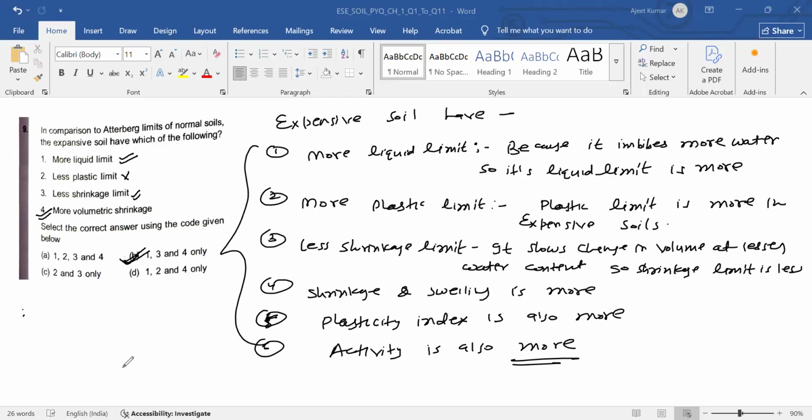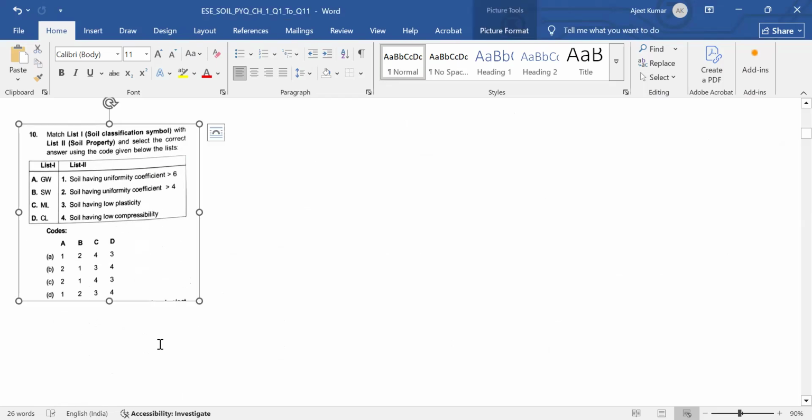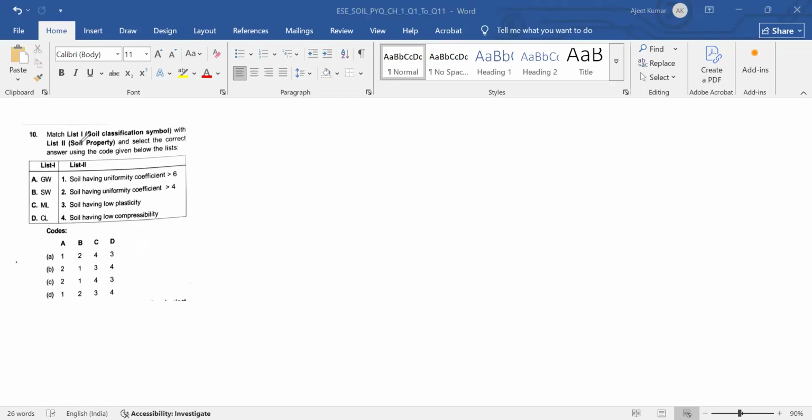The next is question number 10. Match list 1 soil classification symbol with list 2 soil property and select the correct answer using the code given. Soil having uniformity coefficient greater than 6, that is well graded sand. So well graded sand is B1. Soil having uniformity coefficient greater than 4, that is well graded gravel, so that is A2.